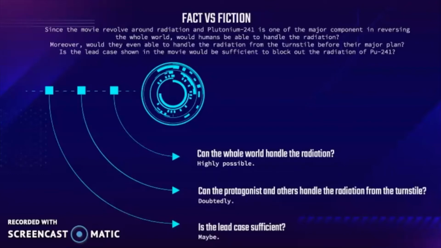And would the lead case shown in the movie be sufficient to block out the radiation of plutonium-241? Since lead has been used in blocking gamma rays and in protection suits, the lead briefcase may be sufficient to block the weak gamma rays if it is over 3 cm thick, and also the beta particles, but it is not 100% safe. Yeah, so that's all for my part.